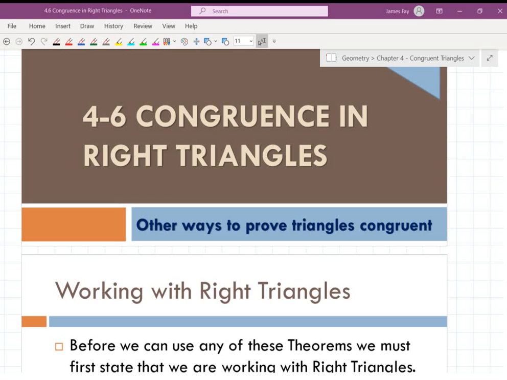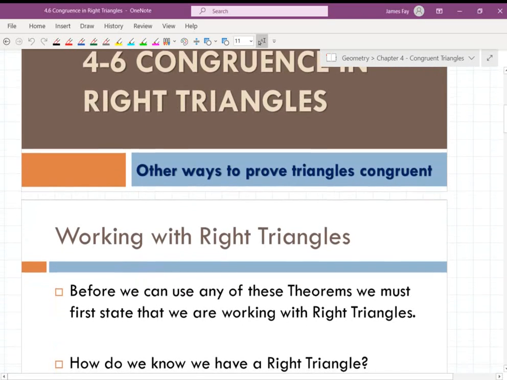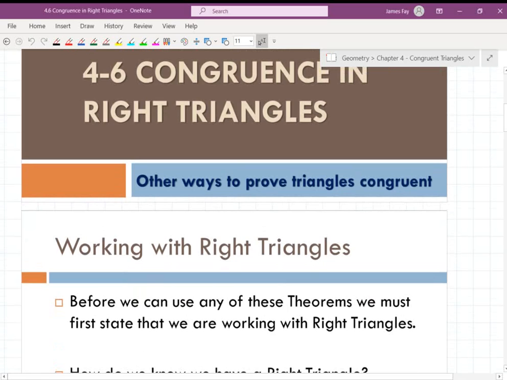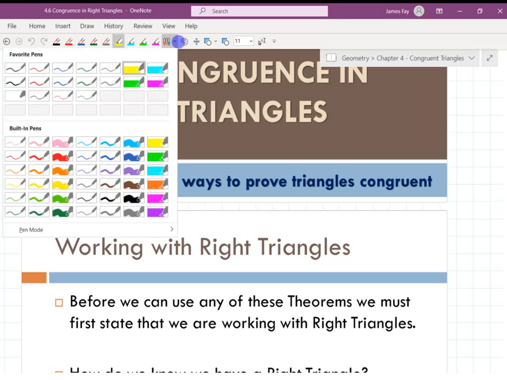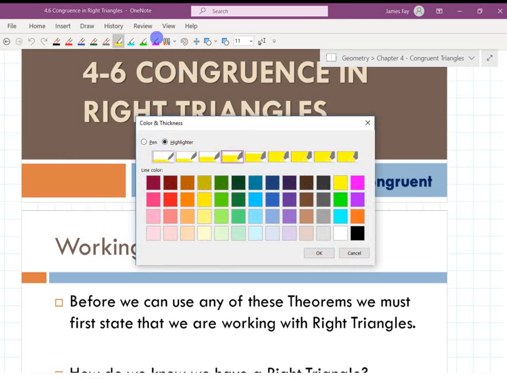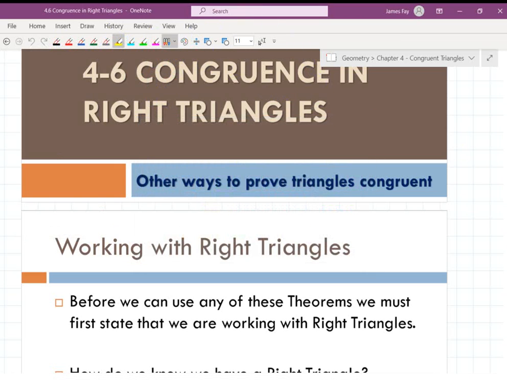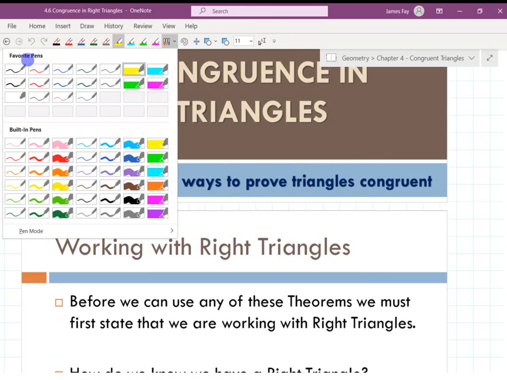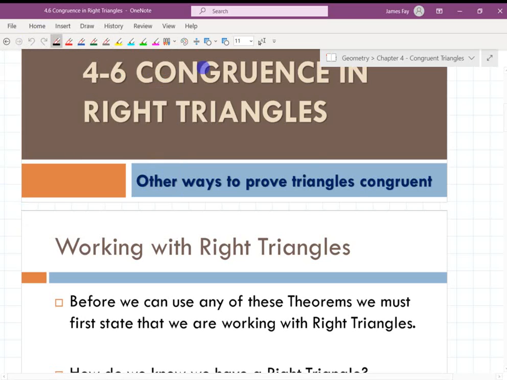Before 6 is talking about congruence and right triangles. So all this is an additional technique that allows us to prove specific triangles congruent. Everything that we've done so far, these tools of side, side, side, side, angle, side, angle, side, angle, and angle, angle, side, are all allowing us to prove two triangles congruent.